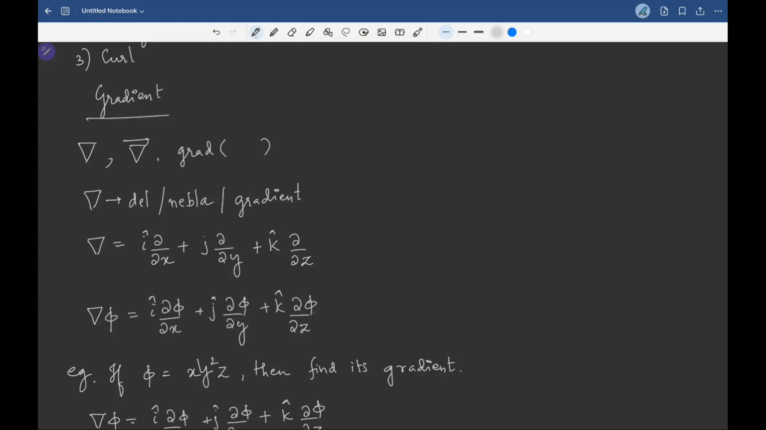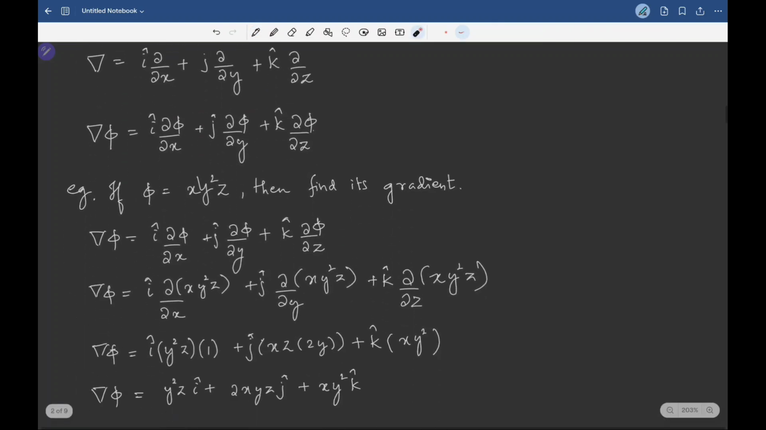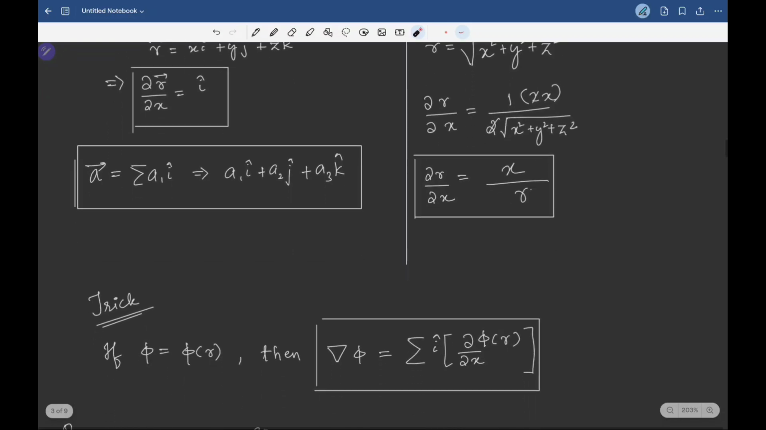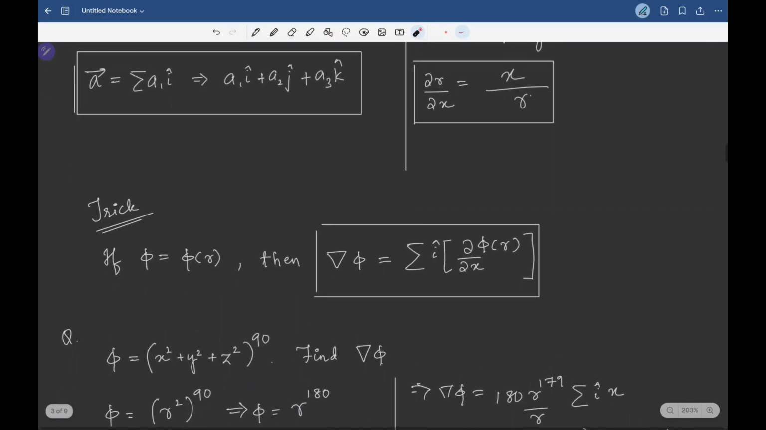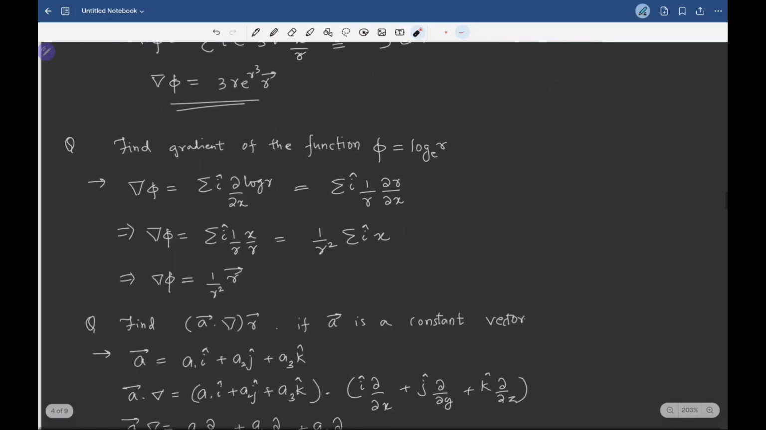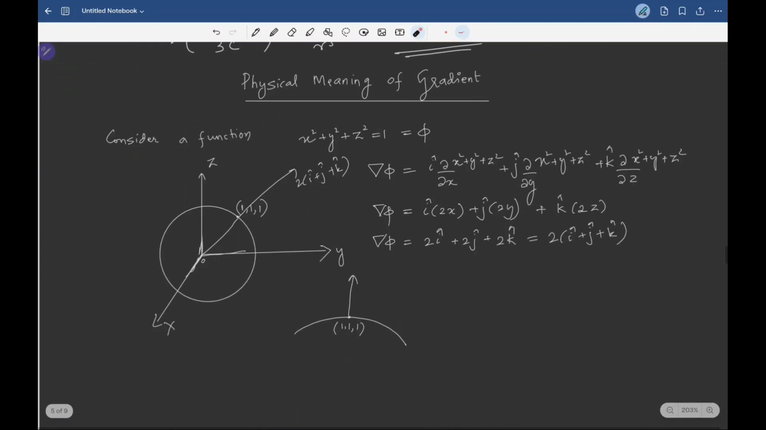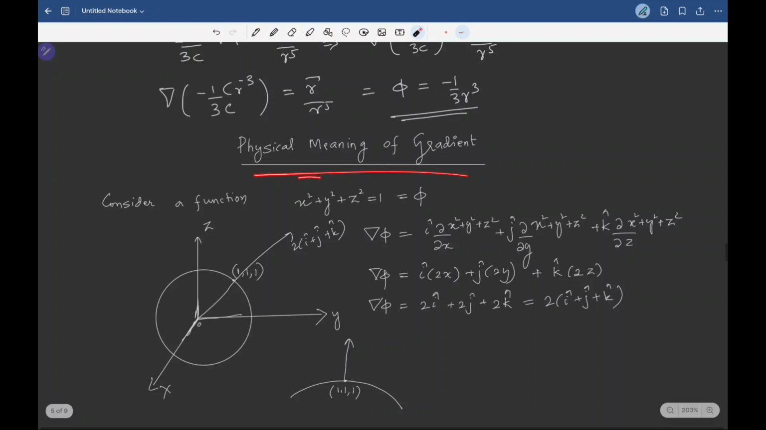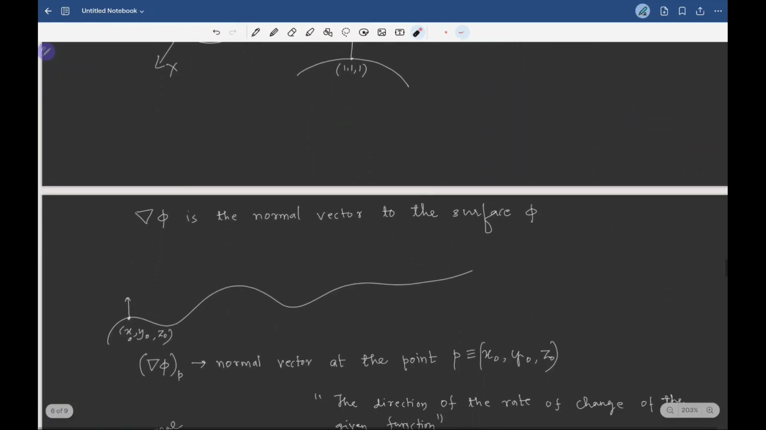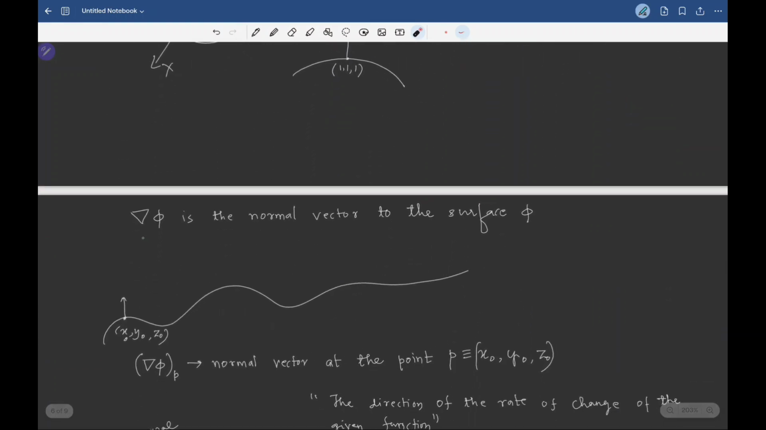We were discussing gradient. Till now we have discussed what gradient is, how it is defined, and I have also told you a trick to solve any gradient problems involving R, the position vector, and we have also discussed the physical meaning of gradient. What is the physical meaning of gradient? It is nothing but when we take a surface phi, the gradient of phi is the normal vector to the surface of phi at a given point.